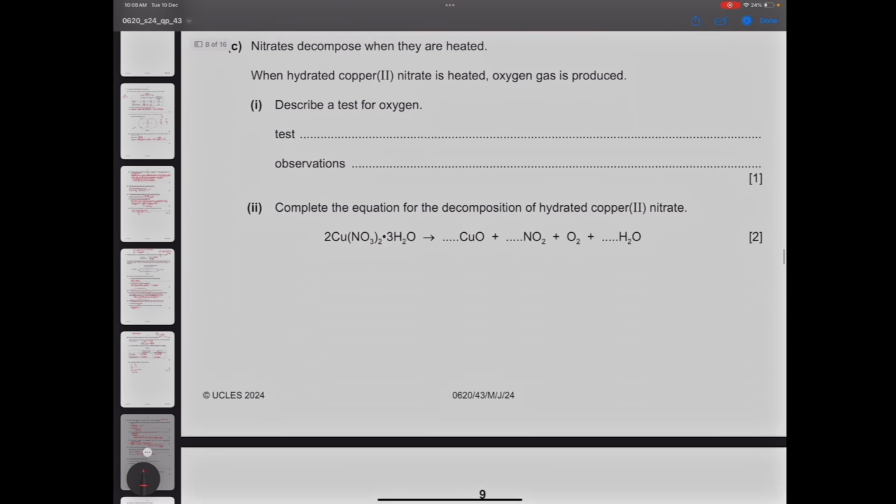Now, nitrates decompose when they are heated. When hydrated copper nitrate is heated, oxygen gas is produced. Describe a test for oxygen. The test for oxygen is a glowing splint. And what is the observation? It relights the glowing splint.